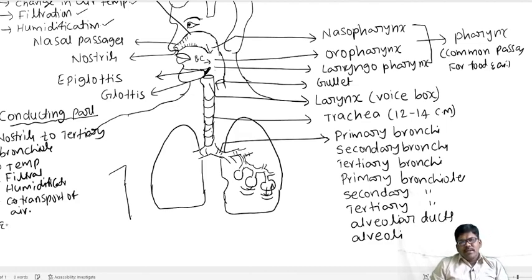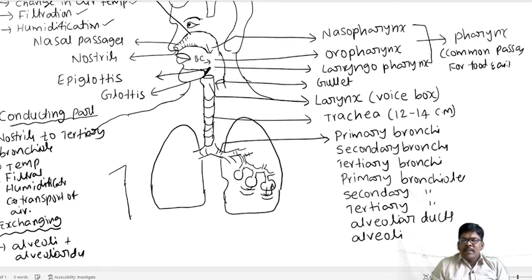Then the second part is called the exchanging part. The exchanging part is formed by the alveoli plus alveolar ducts. These alveoli and alveolar ducts are used for the exchange of gases. Oxygen which is present in the alveolus enters into the blood. Carbon dioxide which is present in the blood enters into the alveolus.